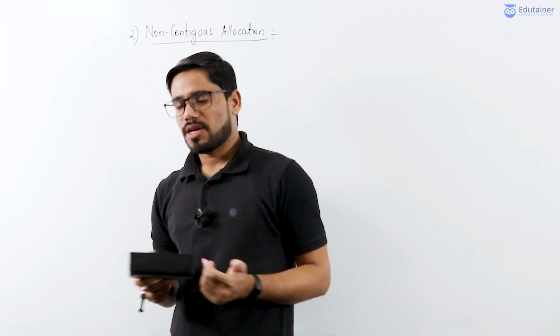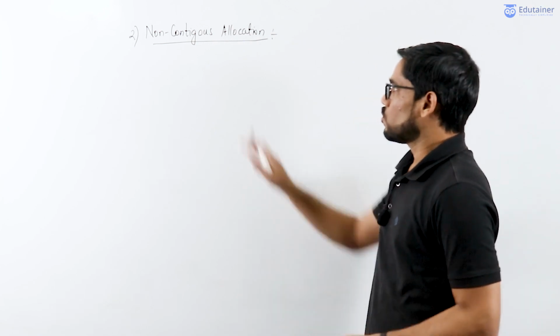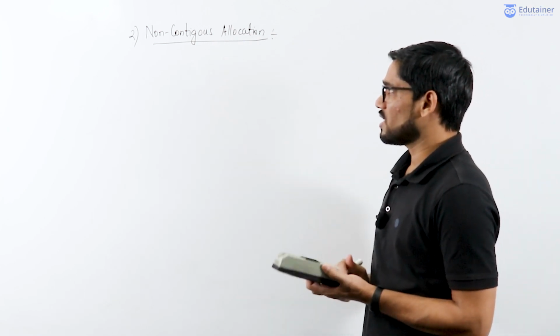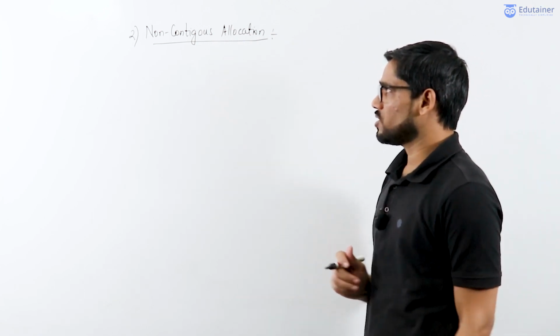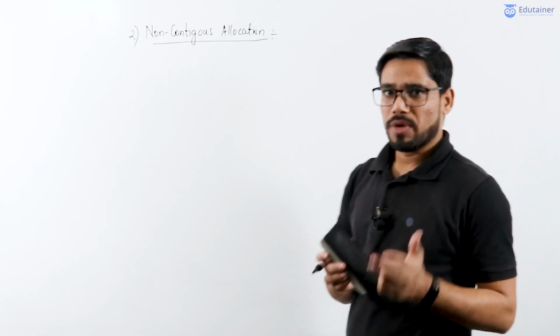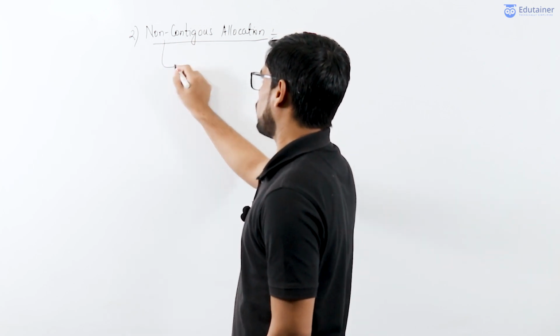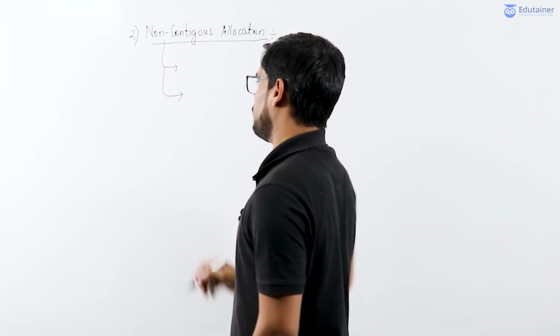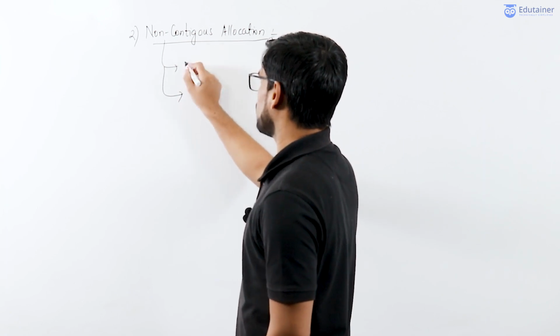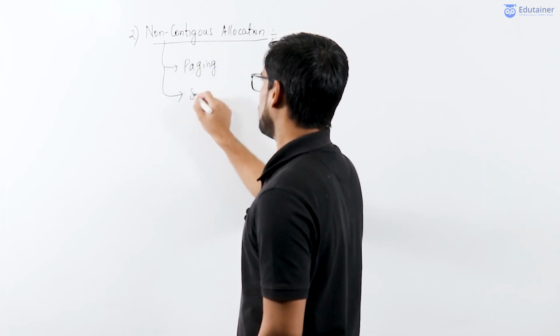It does not resolve the external fragmentation problem. And after that we move on to non-contiguous allocation. So the second is non-contiguous allocation. In non-contiguous allocation, the process is divided into pages. First of all, let's see the non-contiguous allocation types. Non-contiguous allocation is classified into two types. One is paging and the other one is segmentation.